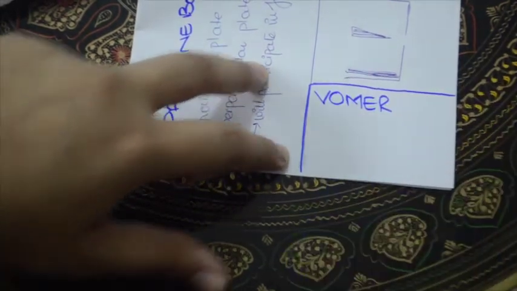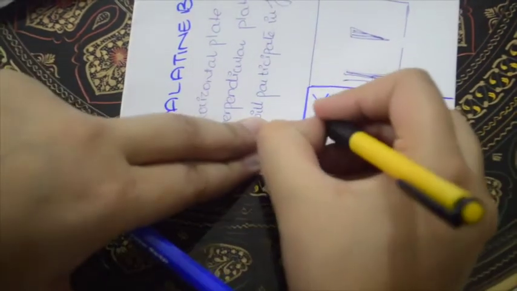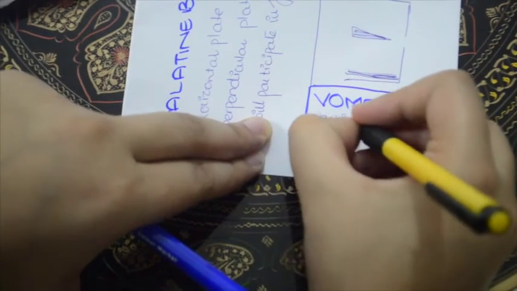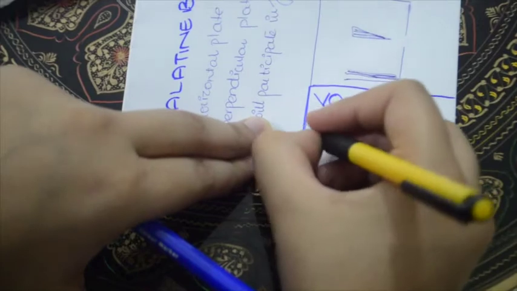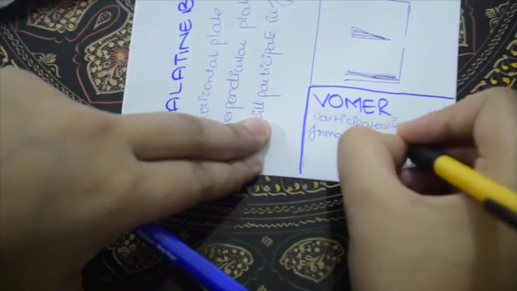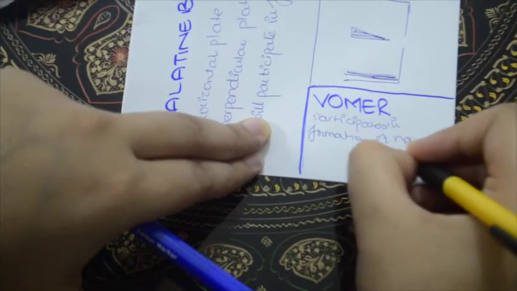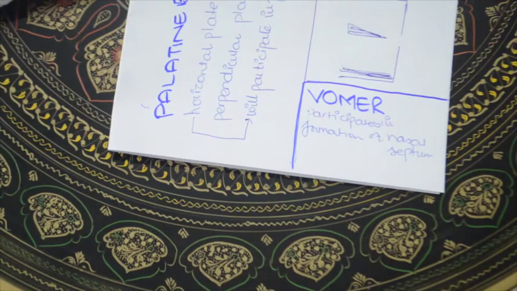Vomer. Vomer participates in the formation of the nasal septum. And the nasal septum is actually formed by three bones, as I talked earlier. One of them is vomer.